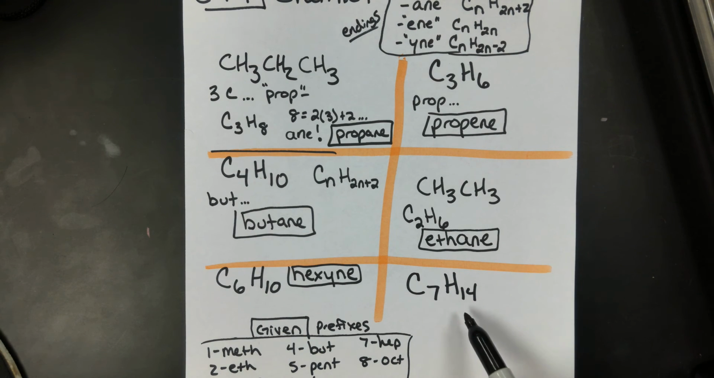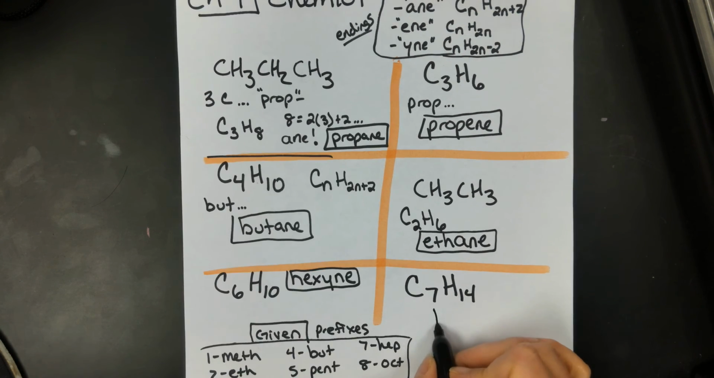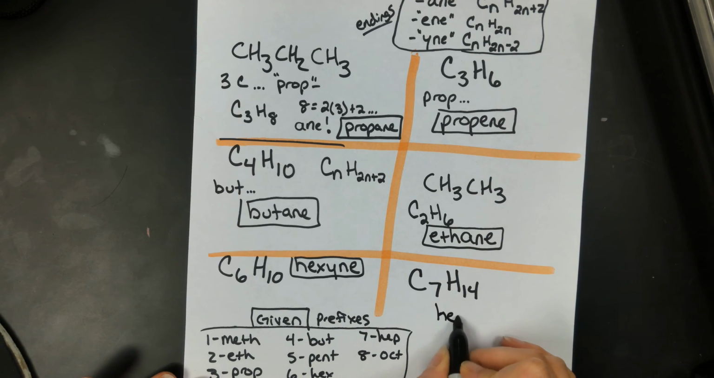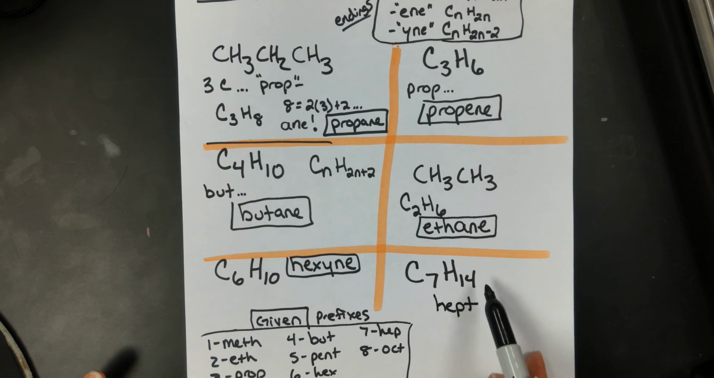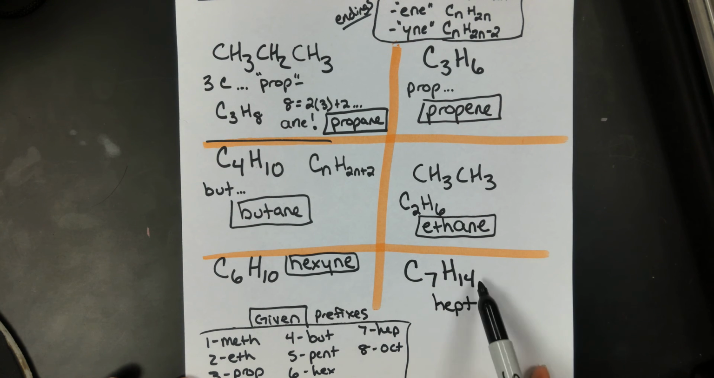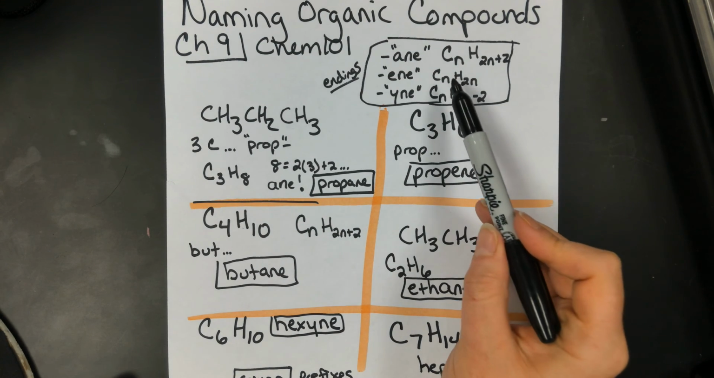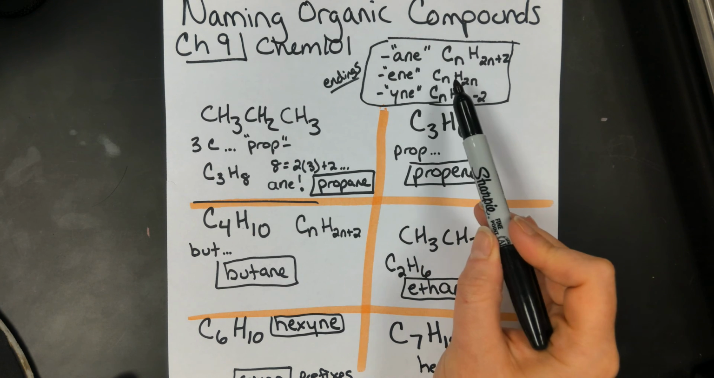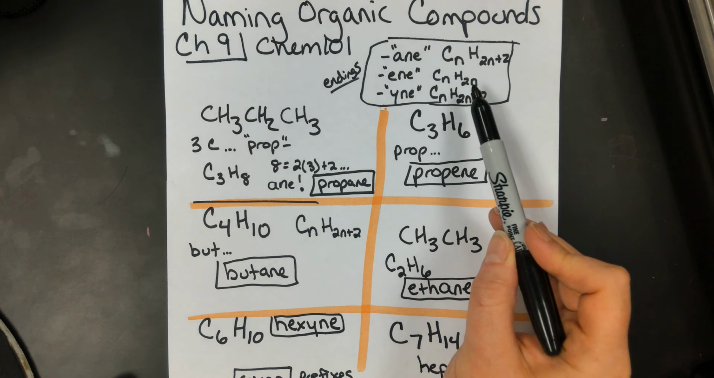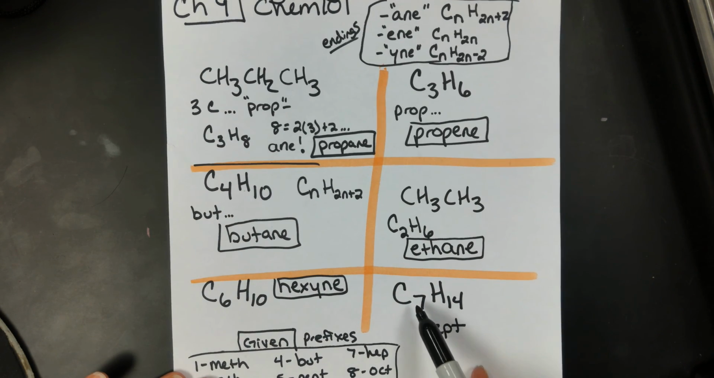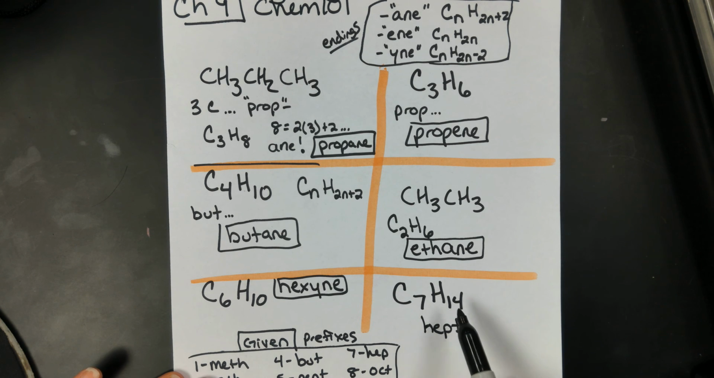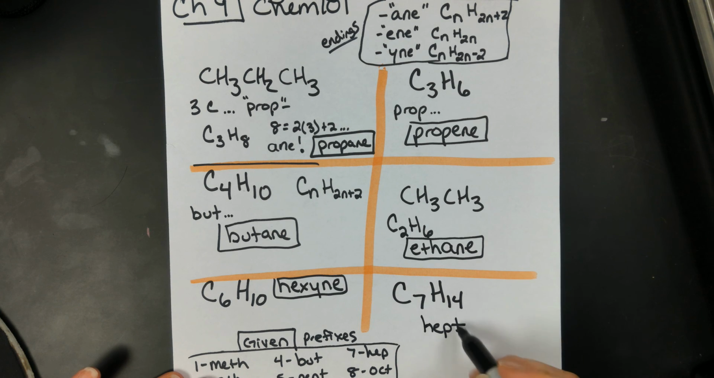Lastly, we have C7H14. C7 looks like we're going to be starting with hept something. And then what is the relationship between the number of carbons and hydrogens? Is it times 2? Is it times 2 plus 2? Is it times 2 minus 2? The relationship here is it's just times 2. So that fits this description for ene. Cn and H 2 times n, right? In this case, n is equal to 7, so this is equal to 2 times 7. So this must be heptene.